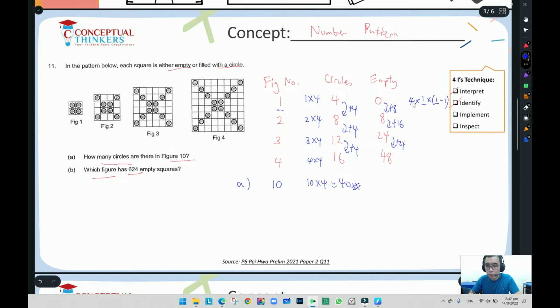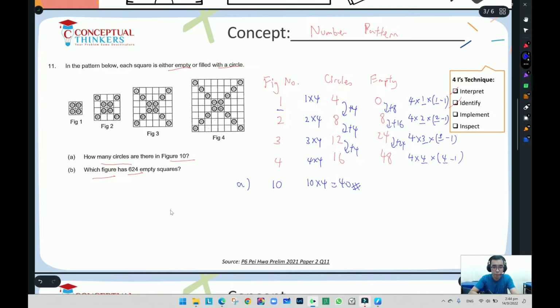So it will be 4 times 1 times 0, so you get 0. Then for figure 2, 4 times 2 times figure number minus 1, so I get 8. 4 times 3 times 3 minus 1, so 12 times 2, 24. 4 times 4 times 4 minus 1, so 16 times 3, 48.